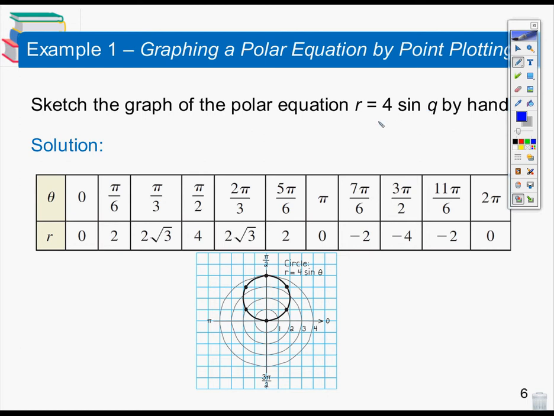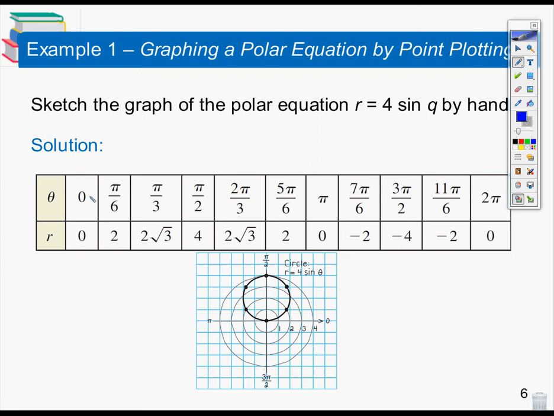So basically we have inputs of theta, or this says q, but inputs of theta and outputs of r. It's the same type of idea as x, y, but theta is the input, r is the output. So we choose theta values from 0 all the way through to 2 pi. See all these very common theta values that we've been working with all year. We input all those, and we see what the outputs are.